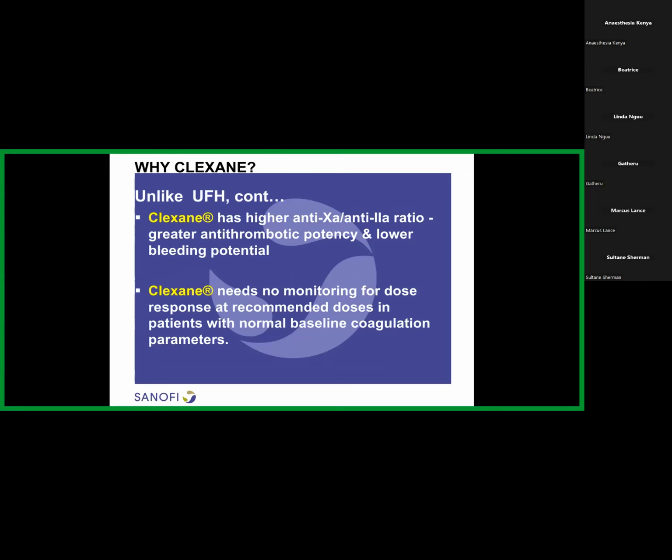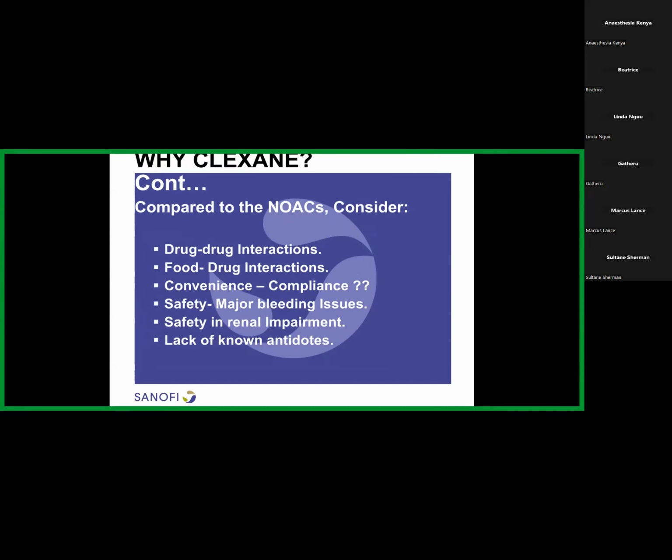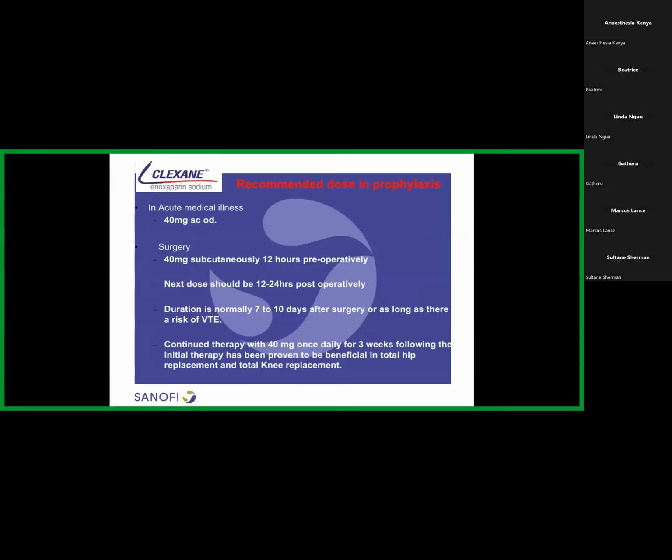And while using Clexane, there is no need to do routine monitoring, as the dose and the normal baseline coagulation parameters are already known. Therefore, Clexane is a drug that you can use that has already been recommended and backed up by data. And you can see even in comparison to the NOACs, it still wins, even for your patients who are pregnant, where you cannot use NOACs, then you can always go for Clexane.